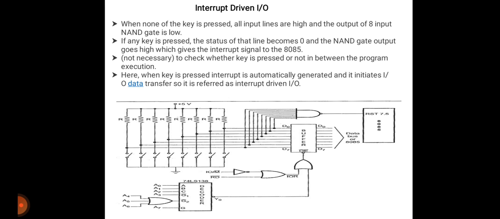In this system, it is not necessary for the microprocessor to check whether a key is pressed in between the program execution. When a key is pressed, an interrupt is automatically generated and it initiates the input-output data transfer. So it is referred to as interrupt driven input output. This is all about interrupts.